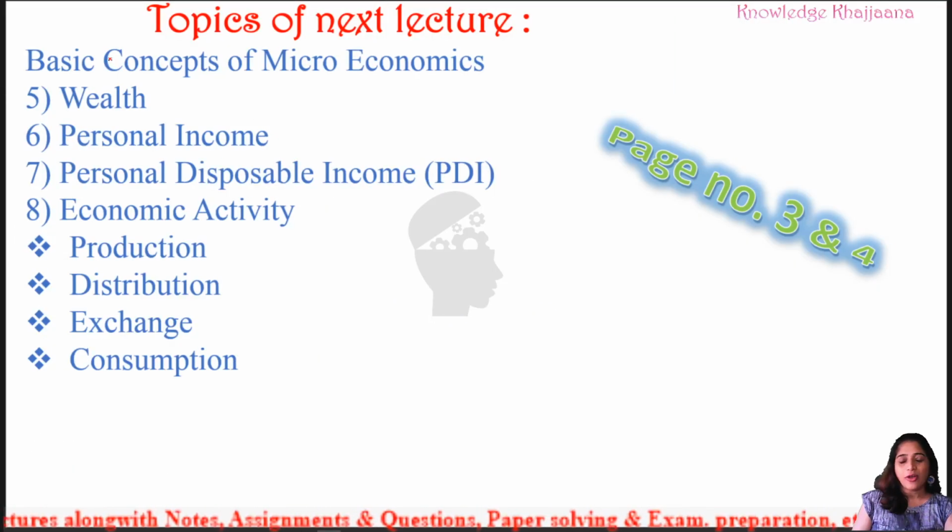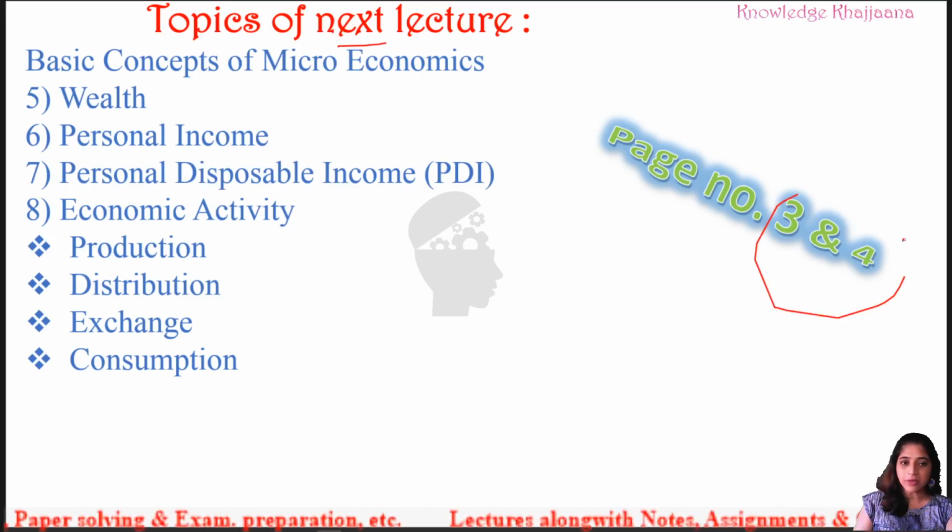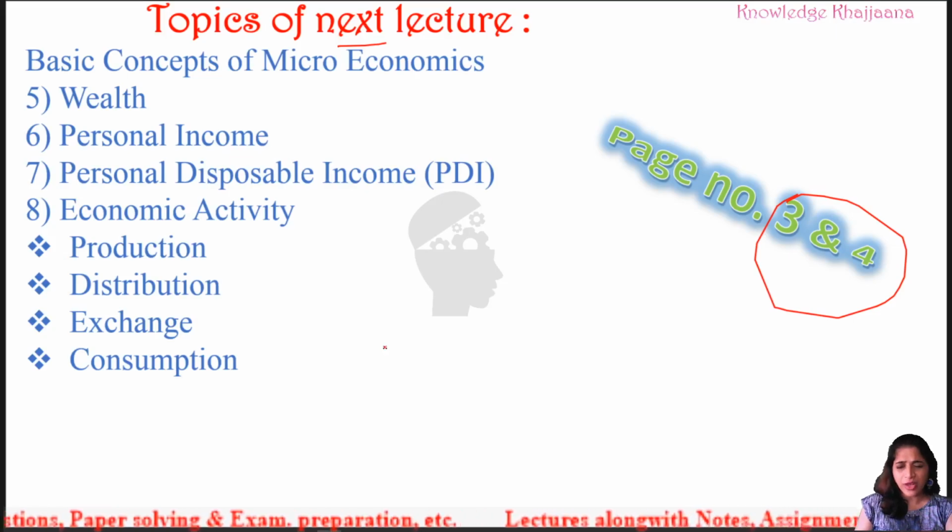With this we have completed four basic concepts of microeconomics. The other concepts of microeconomics, which are wealth, personal income, personal disposable income, that is PDI, and the different economic activities like production, distribution, exchange, and consumption, we'll see in our next lecture, given on page number 3 and 4. Now I hope all the four basic concepts are very clear to you. Be assured, be relaxed, I am going to make your economics subject very fine.